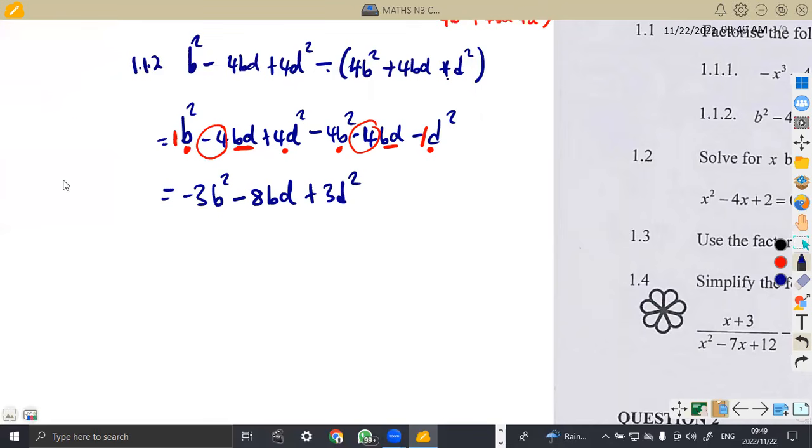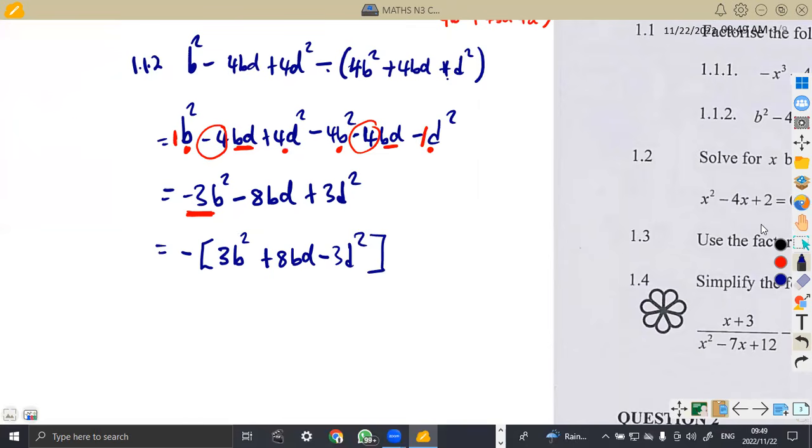For us to factorize here, we can actually factor out the negative so that the b squared can be positive. So you can factor out negative. That means we are going to remain with negative by negative, going to be positive 3b squared, negative, negative, that's positive 8bd. Then we've got negative and positive, which is negative 3d squared. So this is what you're going to have at the end.